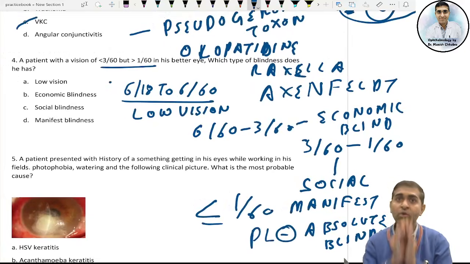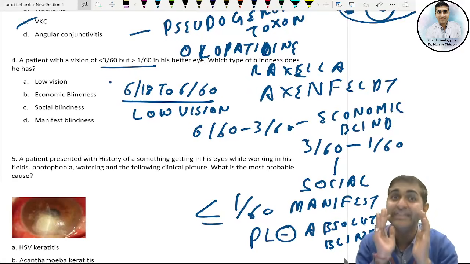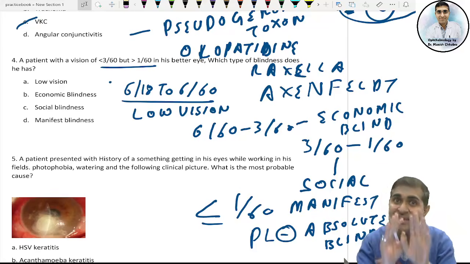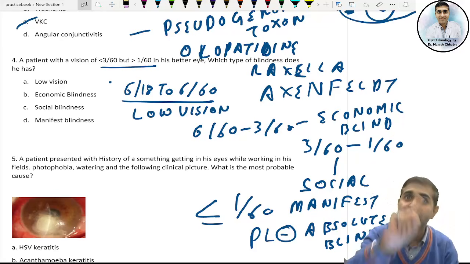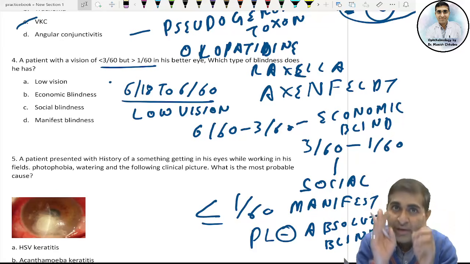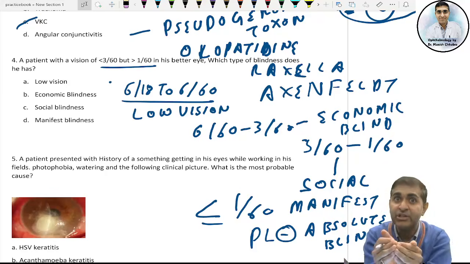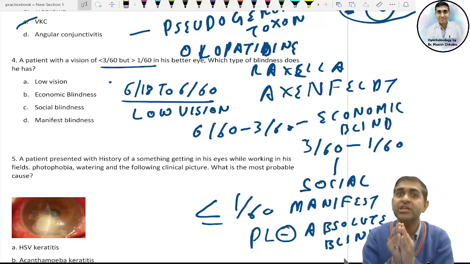Okay. Now I want to emphasize one very important change which has recently happened. What is the definition of blindness under NPCB and what is the definition of blindness under WHO? So earlier both these had two different definitions. As per WHO, the visual acuity in the better eye with best possible correction should be more than 3/60, or visual field should be more than 10 degrees.